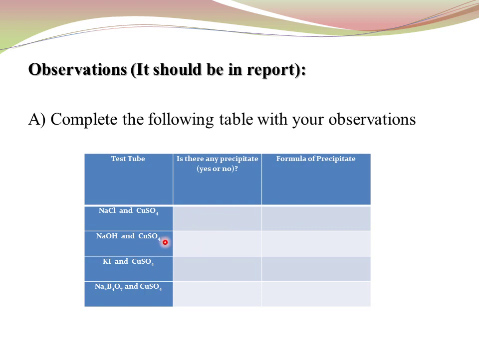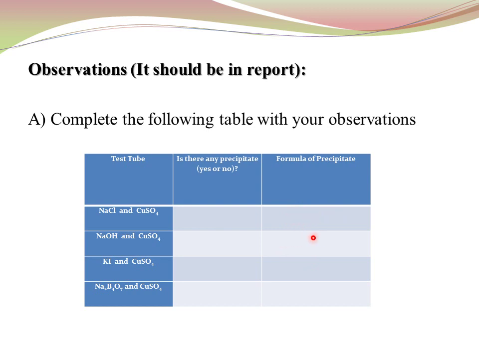Here there is a precipitate which is copper hydroxide, so yes. Here there is a precipitate which is copper iodide, so yes. And here there is a precipitate which is copper borate. Here write the formula. Just write the formula. There is no precipitate, so there is no formula.